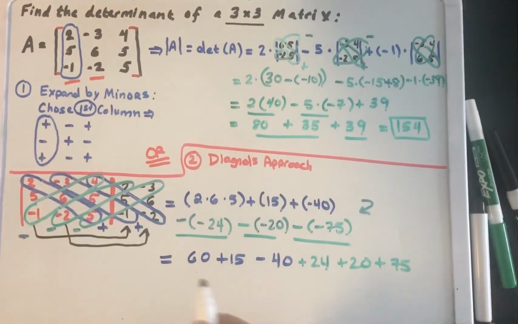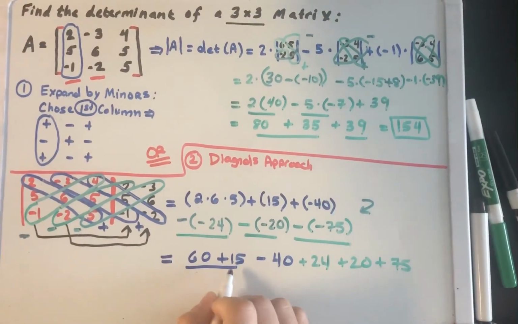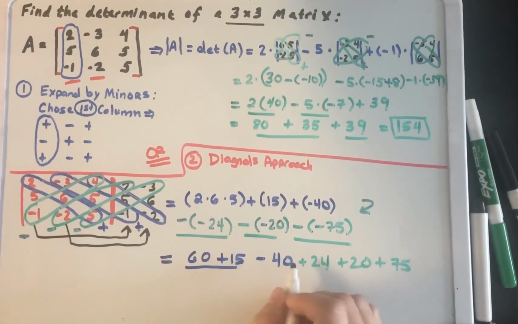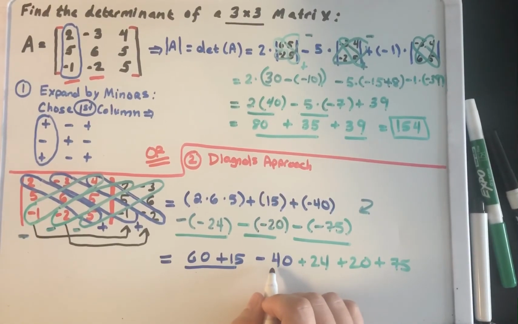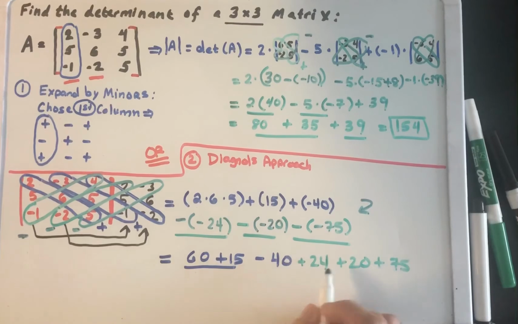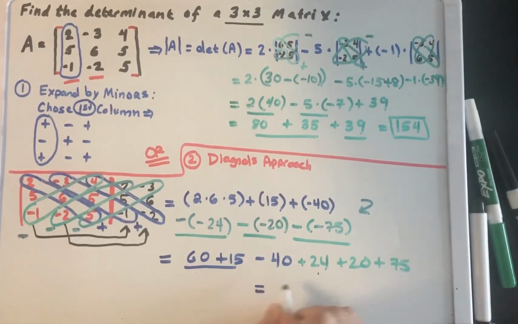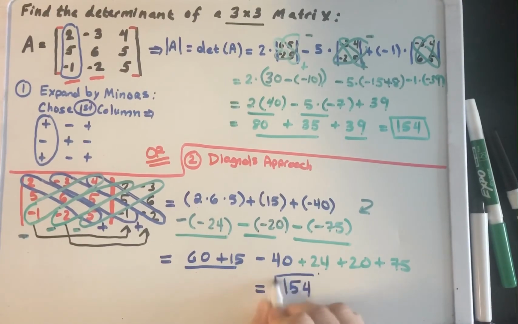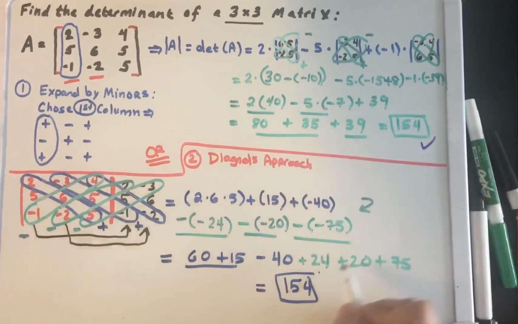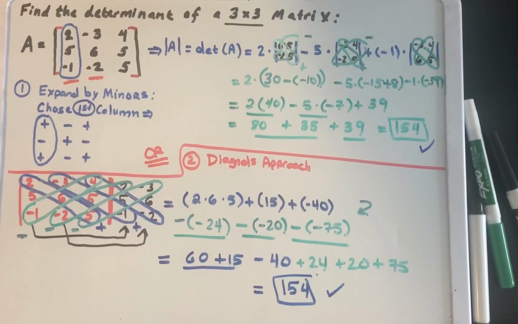They're all like terms. So 60 plus 15 is 75. 75 minus 40. So there you get your 35. 35 plus 24. So you're getting your 80. Did I say that right? 35 plus 24, 59. Then you get your 20 added to that, 79. And 79 plus 75, you're looking at 154. So you should be getting the same result regardless of which way you did the problem, okay?